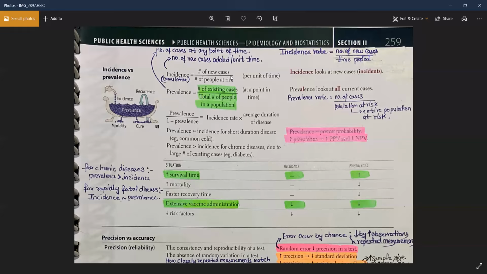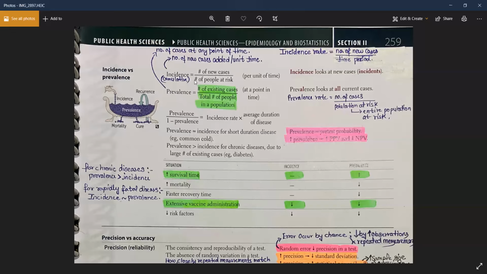Okay, so how many new cases are added in the population of smokers? Let's say you have a population of 1,000 people, and about 100 people already have the cancer. So now you will exclude all the patients who already have the cancer.